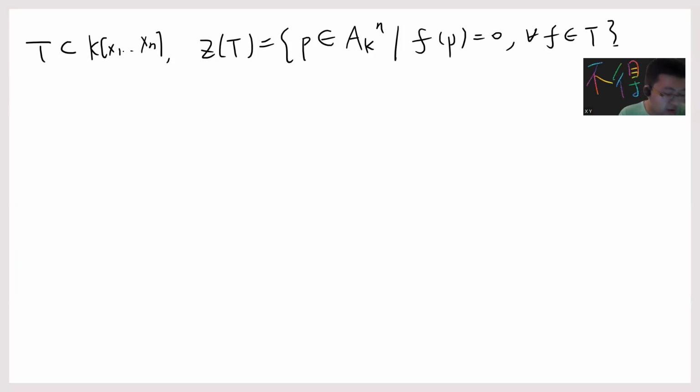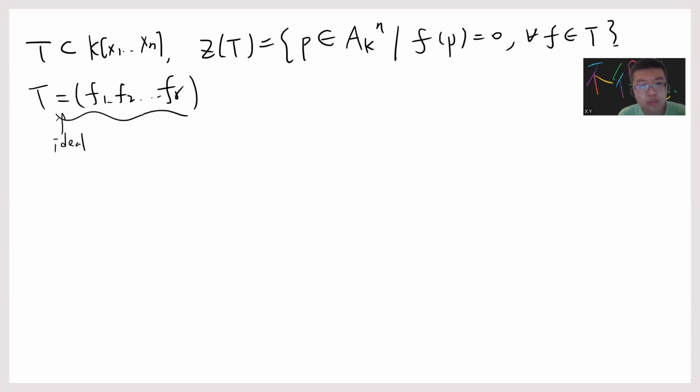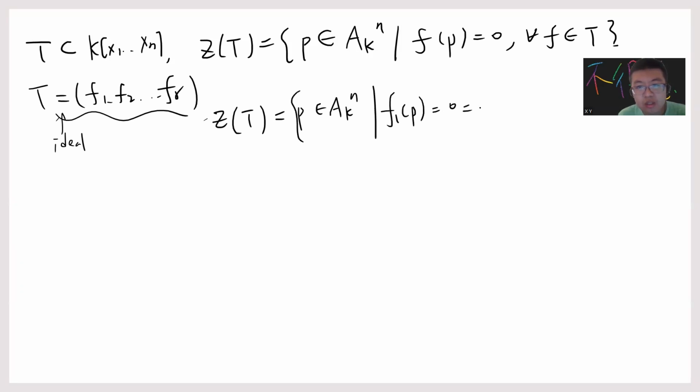For example, if you take T to be f1, f2, up to fr, this means T is the ideal generated by f1 to fr. Hopefully you know some background of commutative rings. Then Z(T) will be the set of P in K^n where f1(P), f2(P), up to fr(P) are all zero. So it is just the intersection of all the zero sets. You see it is very simple.